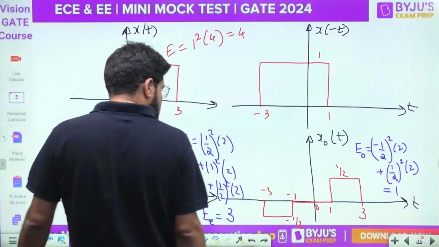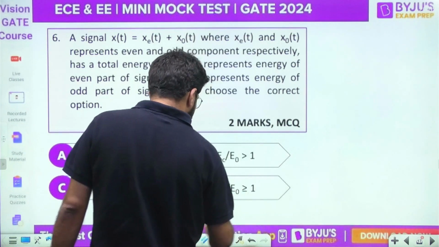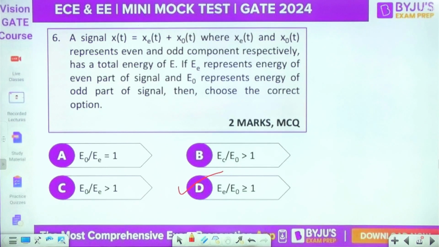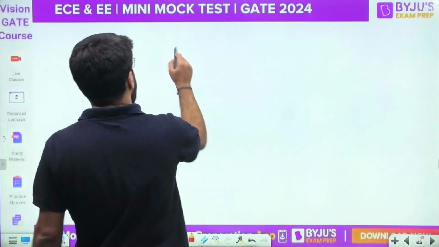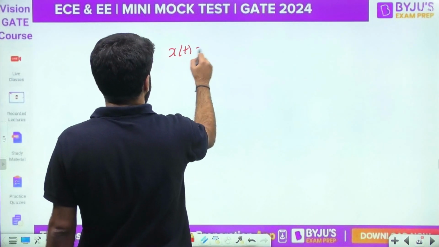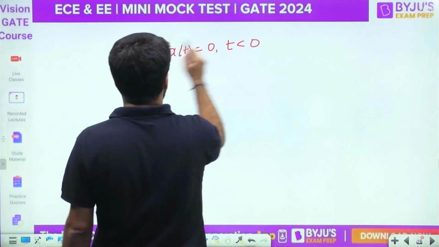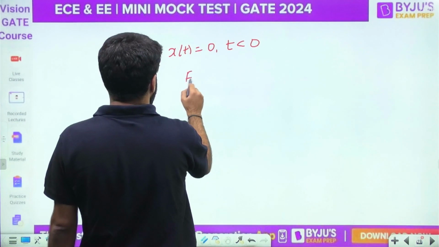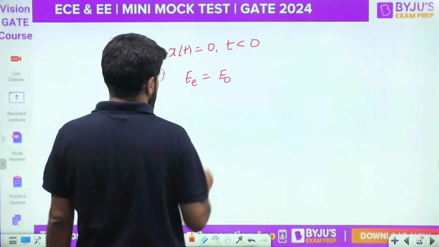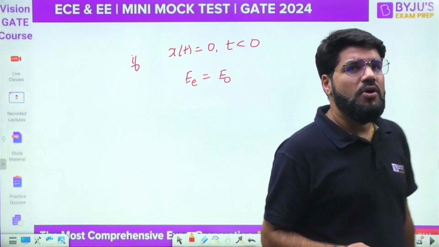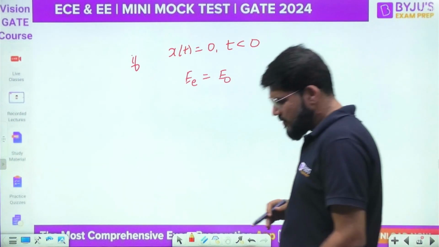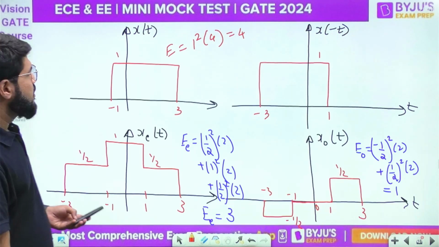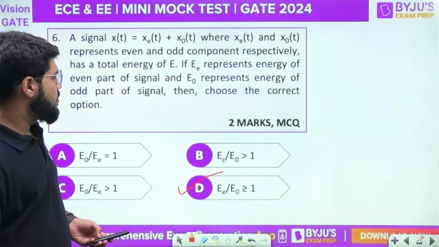Okay, so the correct option will be option number D. Correct answer will be option number D. ठीक है? Let me mention that point if you are confused. कि if xt equal to 0 for t less than 0, मतलब अगर वो केवल right side में ही है, if that is only on the right side, then EE will be equal to the E naught. Then even symmetric part, odd symmetric part have the equal energy. Done है? Cool? Okay, then we shall move ahead to the next question.